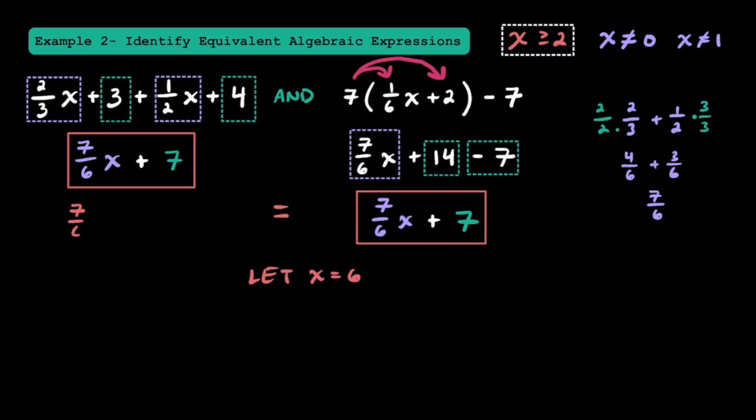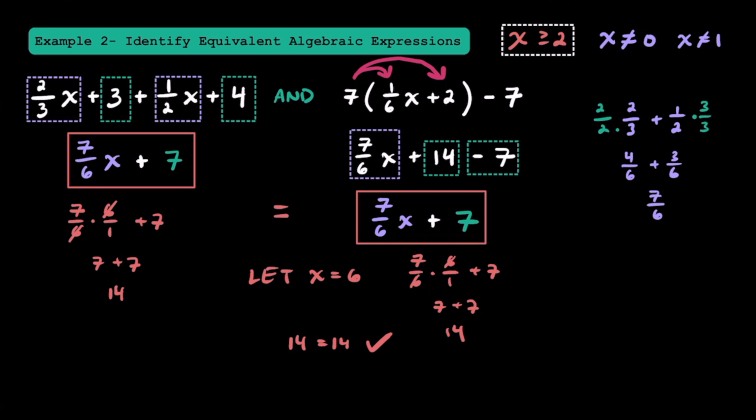Here we have 7 over 6 times 6, which is 6 over 1, and adding on to 7 here. These 6's will cross cancel, so we'll be left with 7 plus 7, and that's equal to 14. Same thing over here, we'll have 7/6 times 6 over 1 plus 7. These 6's will cross cancel, we'll be left with 7 plus 7, and that's also equal to 14. Since 14 is equal to 14, this checks out.